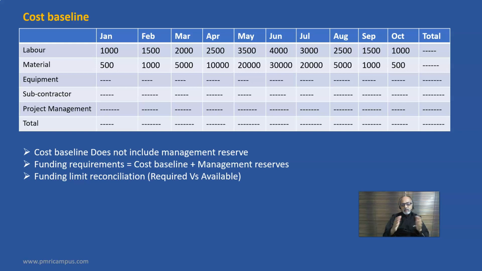So without a cost baseline, cost control is not possible. This is a very important step in project management. We have to do the budgeting, define the control accounts at a work package level, then aggregation, then arrive at the project budget, and then spread it on a timeline, that is the cost baseline, so that monitoring and control of the cost becomes very effective.